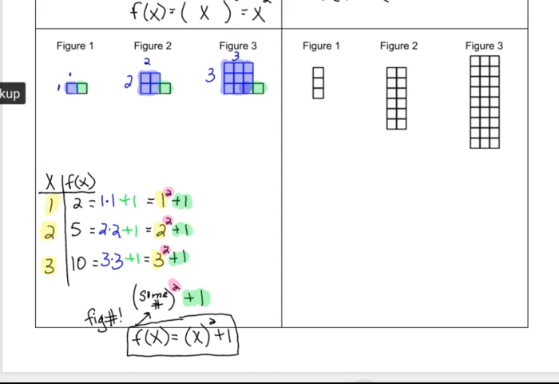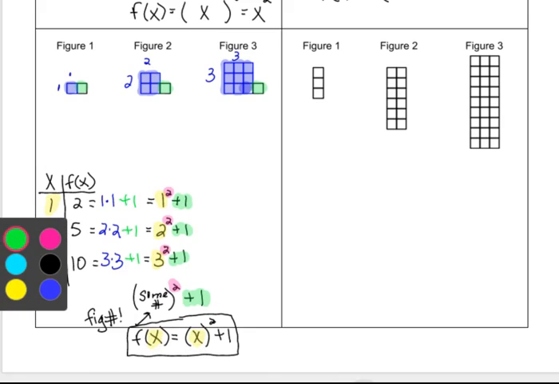And again, it's the figure number, so it's just the same thing there. And then we add the 1. And of course, we have the square. Sorry, forgot to say that.